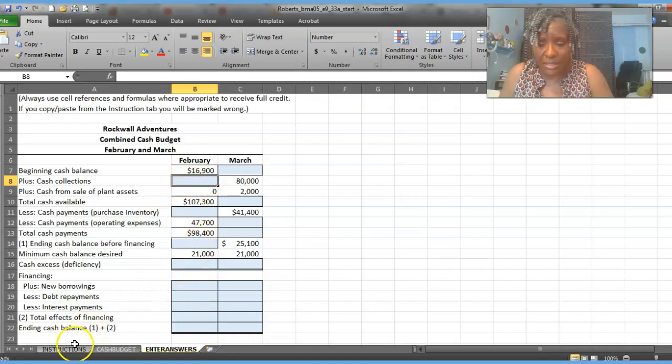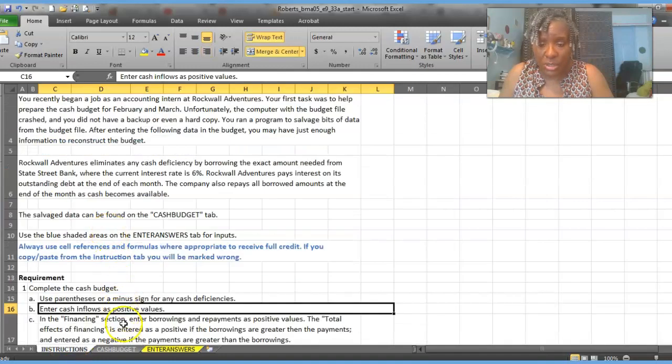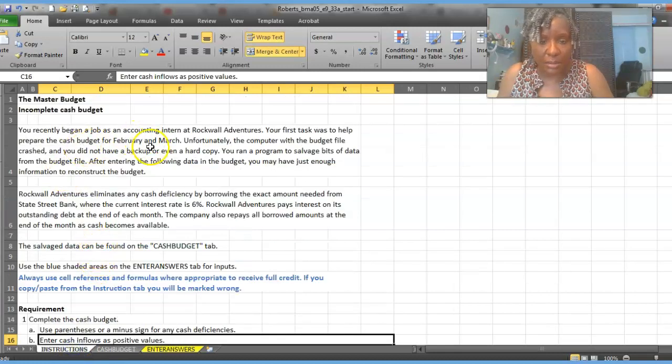With that in mind, the data sheet tells you a little bit of information. Up on the top, it says that you're the accountant, and your job is to create the budget. You lost the budget, but you have been able to recreate some of it. Your job is to fill in the rest of the pieces of the budget with some information that you need. One is, if there's a cash deficiency, this is how you need to make it up by borrowing from the bank. And the company also pays all borrowed amounts at the end of the month as cash becomes available. So that's what we're going to be thinking about, filling in the missing pieces with this data.